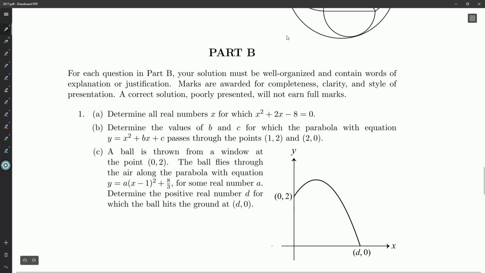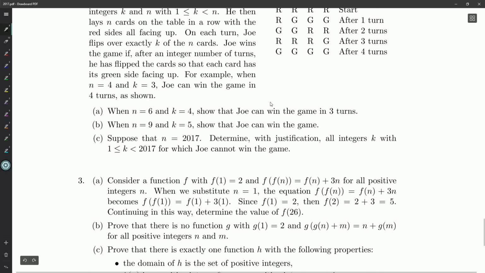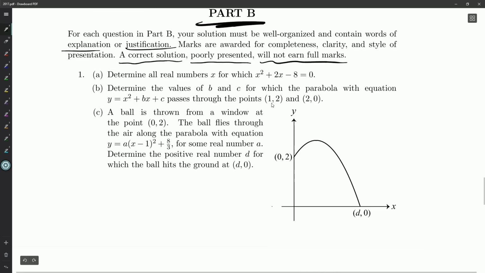We're looking now at Part B of our 2017 Canadian Senior paper. In Part B, the questions are worth a little more, but you have to actually explain and justify your answers. You have to write things down in the booklets provided. And as they say, a correct solution, poorly presented, will not earn full marks. So we're going to go through question 1 now, and then 2 and 3 are left to go.